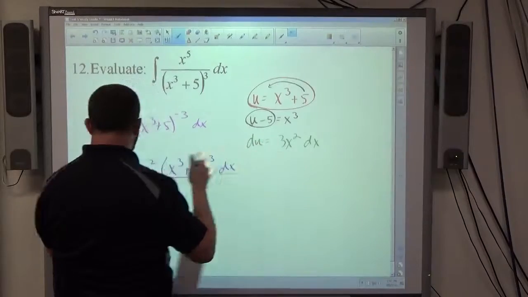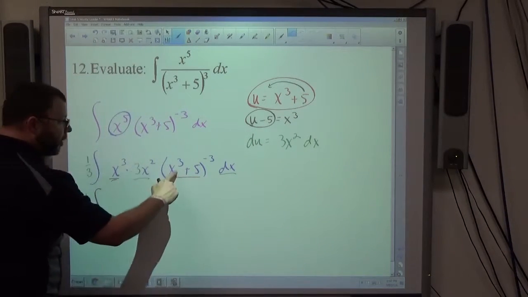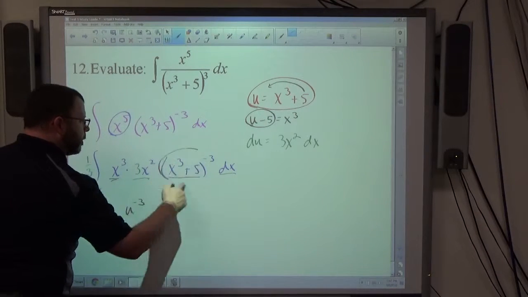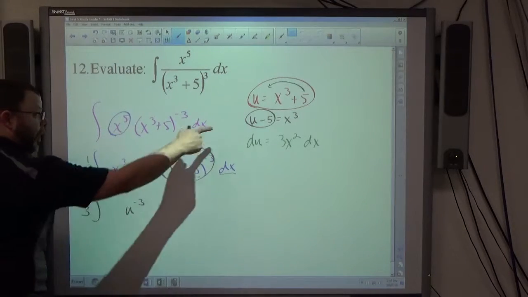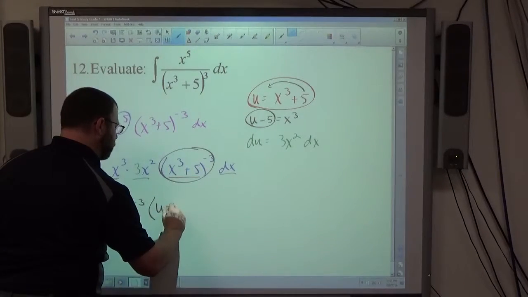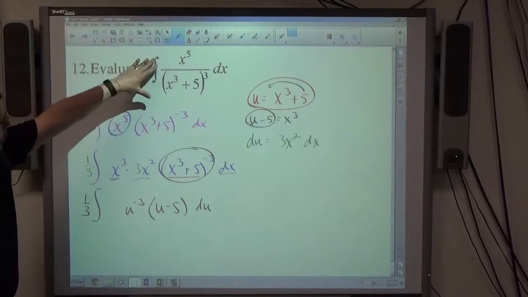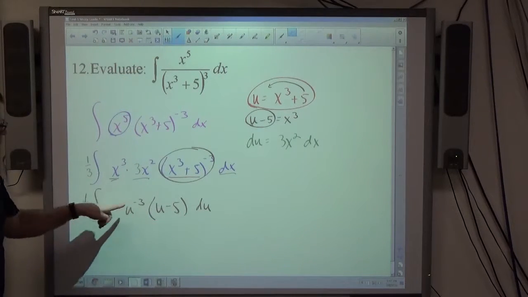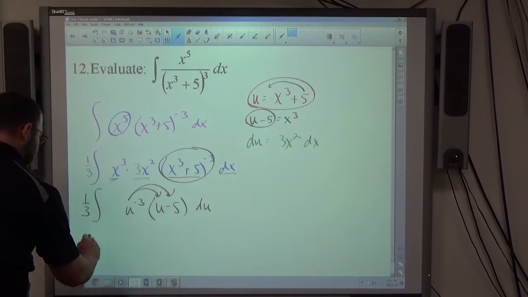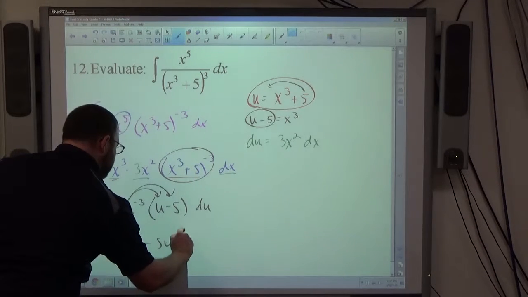So if I substitute all my stuff in, 1/3 is necessary. This is u to the -3rd power. This part here is u minus 5. I'm replacing one object, x cubed, with two objects, u minus 5, so I'm going to use parentheses. And 3x squared dx is du. And just like that, I went from this problem into this problem. And everything is simpler because now a simple distributive property gets me into a polynomial structure: u to the -2nd minus 5u to the -3rd du.